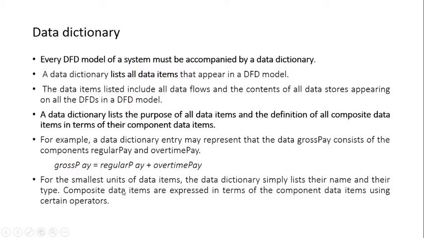Now for the smallest unit of data item, the data dictionary simply lists its name and its type. Composite data items are expressed in terms of component data items using certain operators. So if it is a simple data item, just the name and the type is sufficient, right? But if it is a composite data item like gross pay, then you have to show what it constitutes with the help of certain operators.